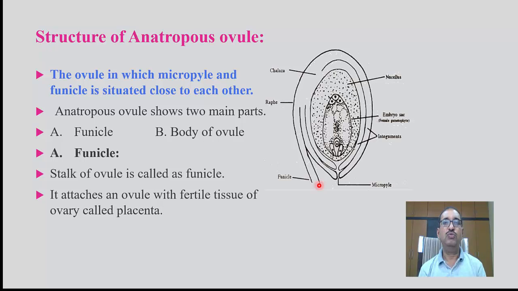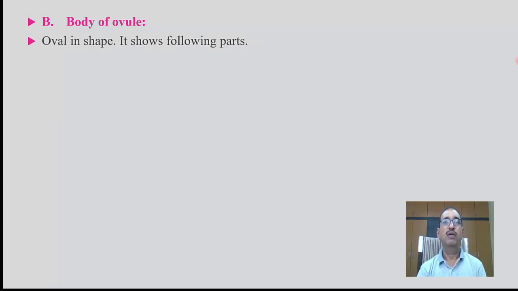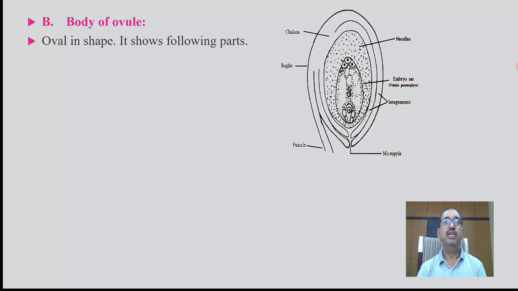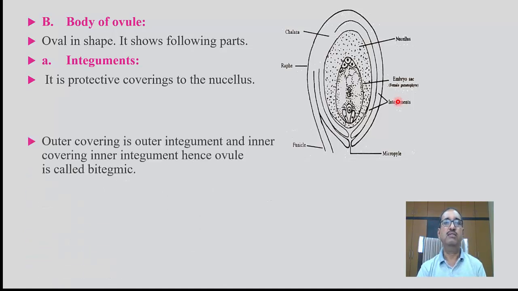Funicle attaches the ovule to the fertile tissue of the ovary called placenta. It has vascular strand and supplies nutrition to the body of ovule. Second part of anatropous ovule is called body of ovule. It is oval in shape and it shows the following parts. First one is called integument. It is the protective covering of the nucellus.